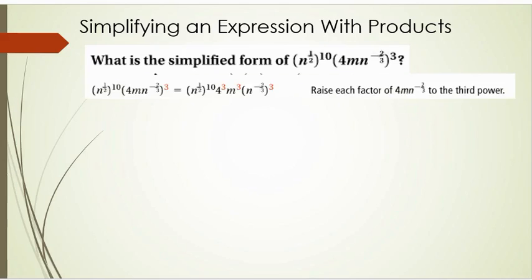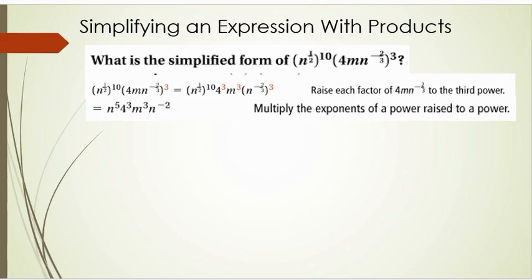So first thing we're going to do is raise each factor of 4mn to the negative 2/3 to the 3rd power. So we're going to take each of those and raise it to the 3rd power. So I have 4 to the 3rd, m to the 3rd, and then n to the negative 2/3 raised to the 3rd.